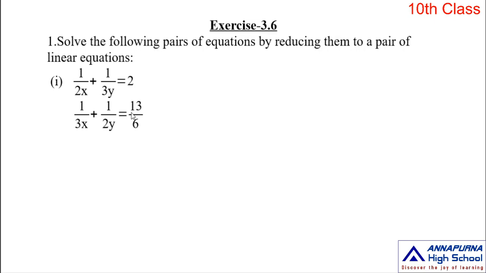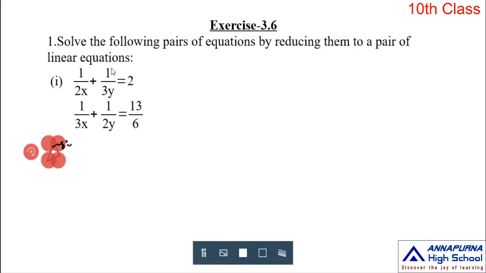Up to here we solved pairs of linear equations by applying the algebraic methods. But these two equations are not a pair of linear equations. Then how to solve them? To reduce them to a pair of linear equations. That means by doing something we change these two equations to linear equations, then we solve them. So what is the mathematical process we apply to change these two equations to linear equations? Just observe. First write the given equations as they are.